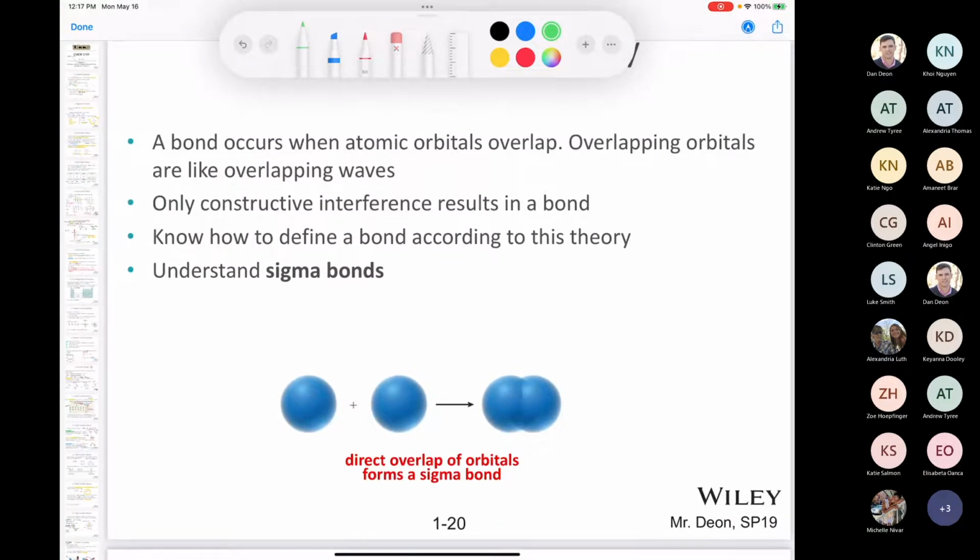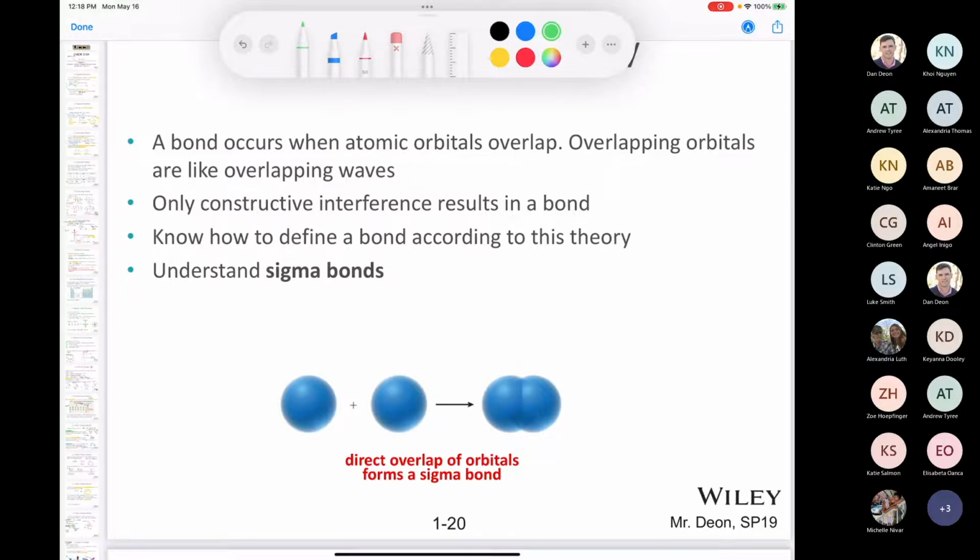When we have a bond, it results from the overlap of those atomic orbitals, the s orbitals and the p orbitals. Overlapping orbitals are like overlapping waves, and if you've studied physics at all, you probably have a pretty good idea of what I'm talking about. Constructive interference results in a bond, whereas destructive interference results in a node. Now, you have to know how to define a bond according to this theory, and you also have to understand the difference between a sigma bond and a pi bond.